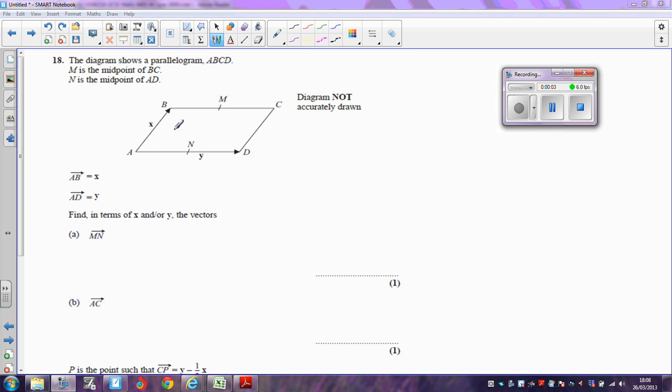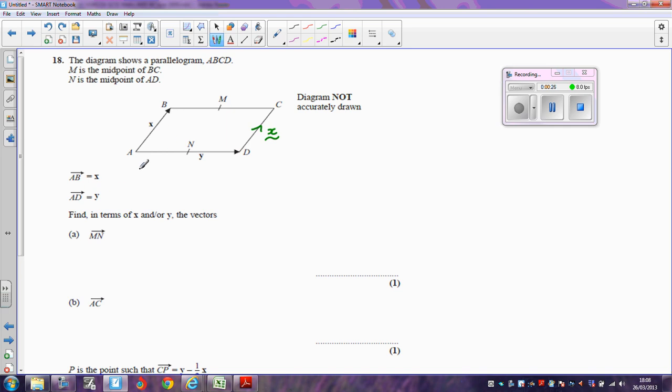So, vectors question. We're told that we have a parallelogram. That's very important because it means that the opposite sides are parallel. And remember, if opposite sides are parallel and the same length, then they'll be the same vector. So we're told that AB is the vector x, so x goes all the way from there to there, which means that I know that DC is also going to be the vector x.